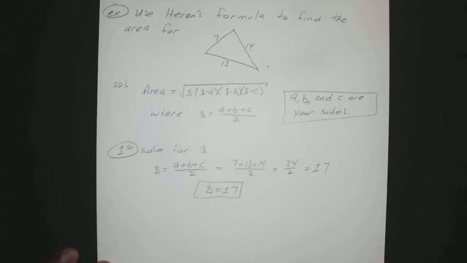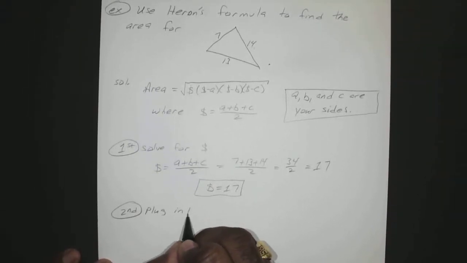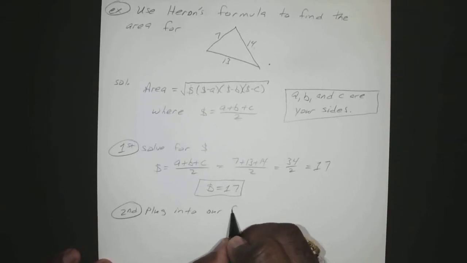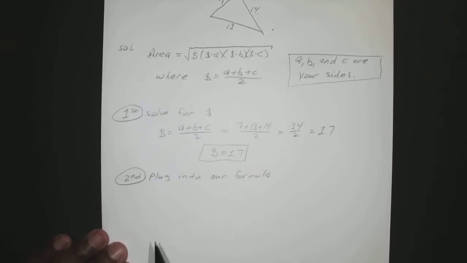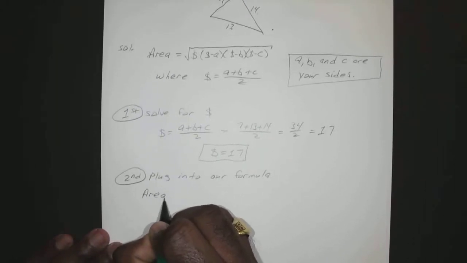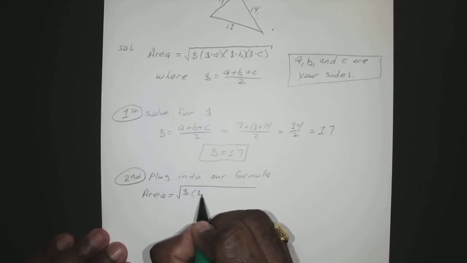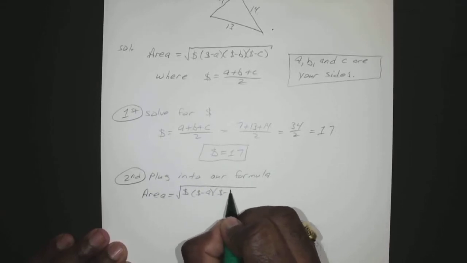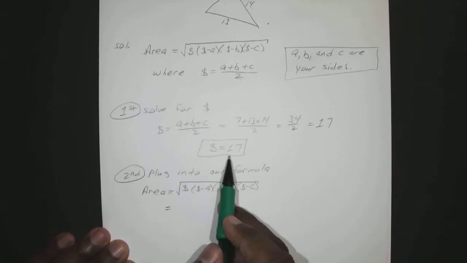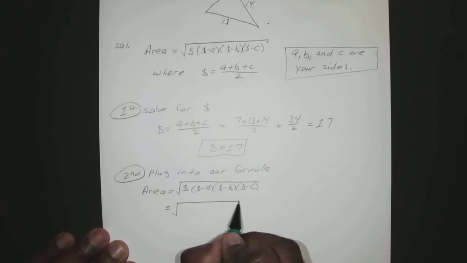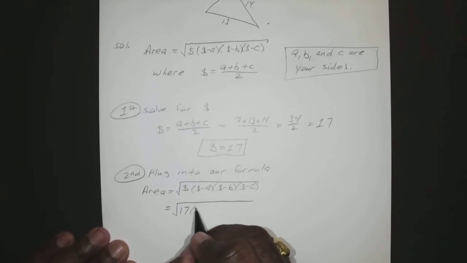All right, so we have our S. Second step, just plug into our formula. Okay, so we know our area is equal to the square root of S times S minus A times S minus B times S minus C. Our S is 17. So that's just going to be the square root of 17 times 17 minus 7.